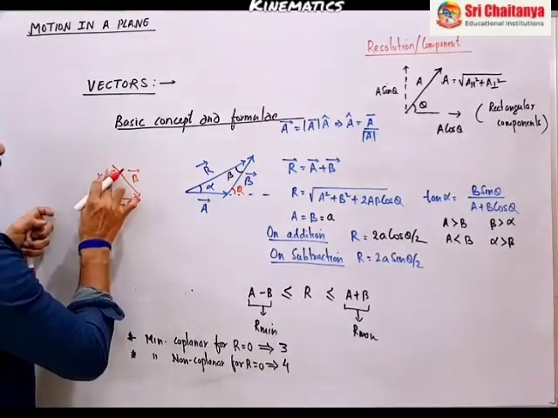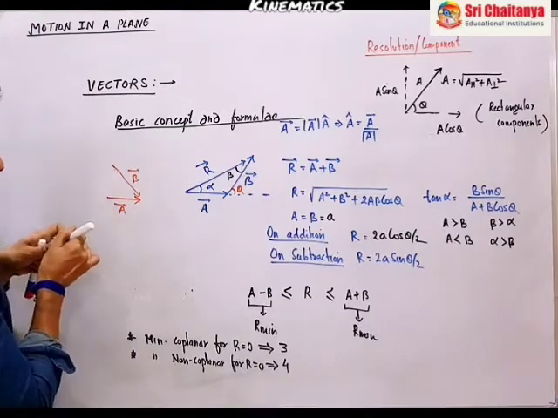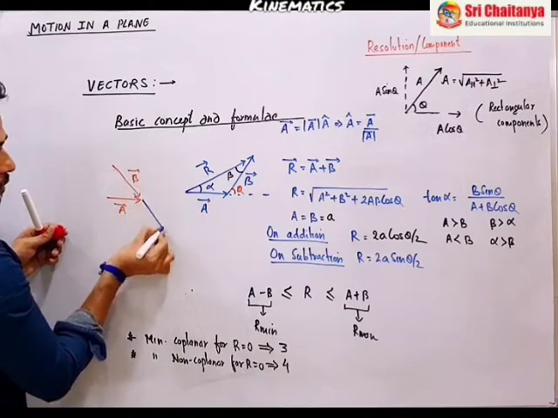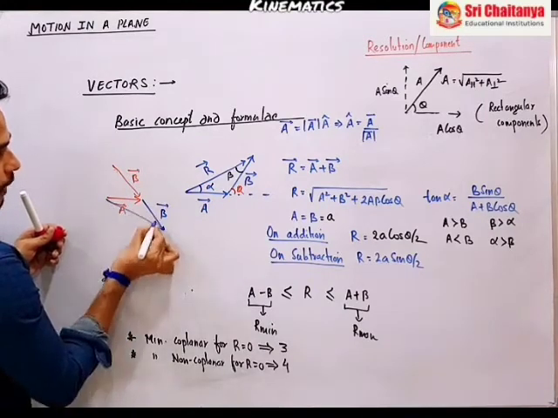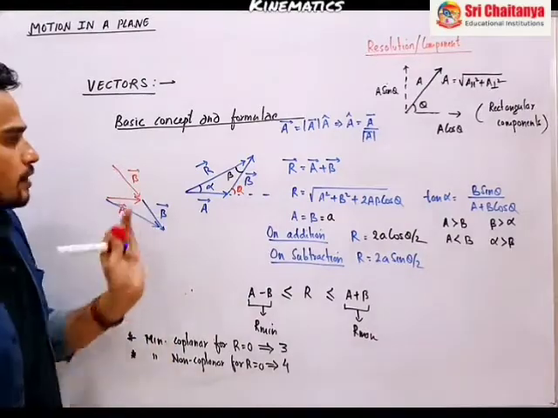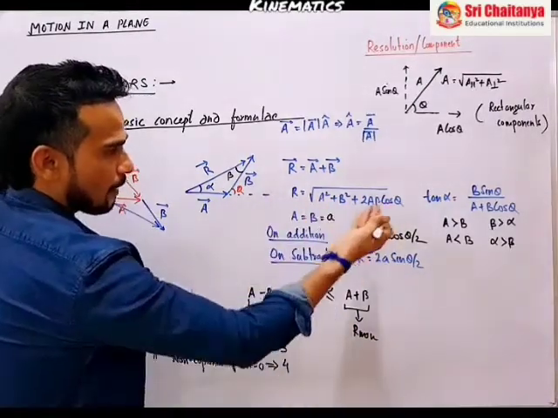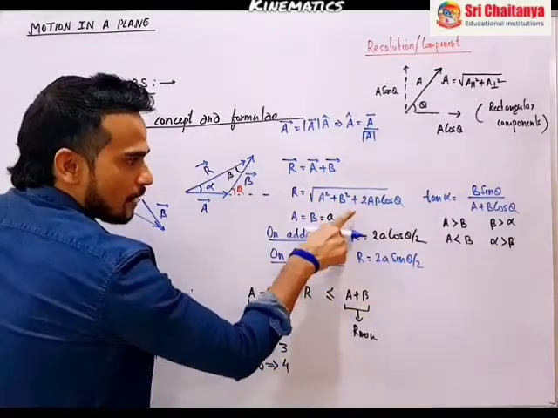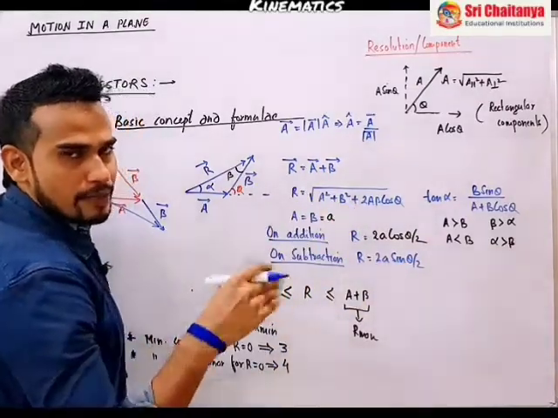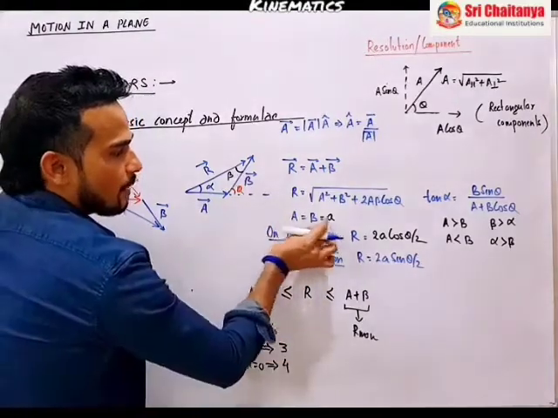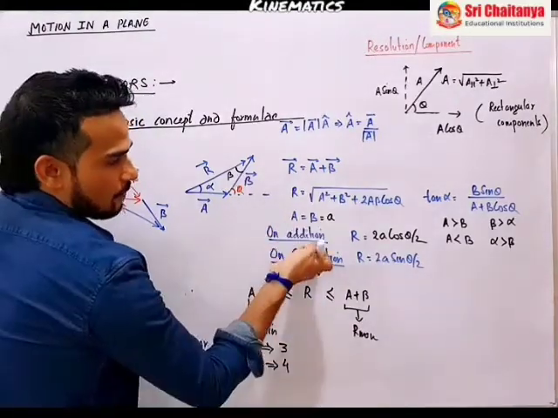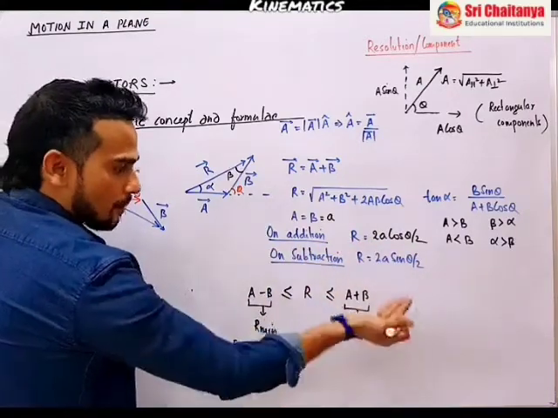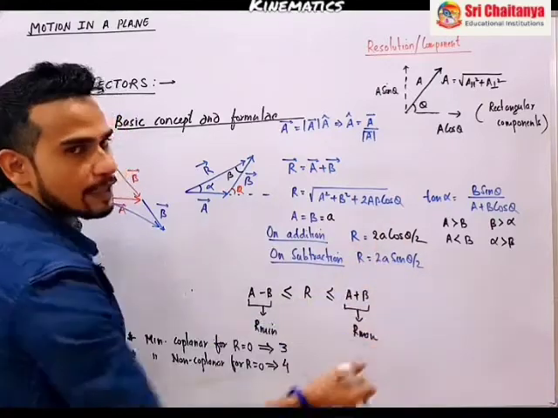For using the triangle law of vector addition, the head of one vector must be present at the tail of another vector. If anyone asks you to use it, you know about parallel shifting of the vector. You can shift this vector from here to here, and then you can find the resultant. That is the process, and the magnitude of the resultant will be under root of a square plus b square plus 2ab cos theta. If subtraction is there, minus will come: a square plus b square minus 2ab cos theta. Then if a and b are both equal, on addition r will be 2a cos theta by 2, and on subtraction r will be 2a sin theta by 2.